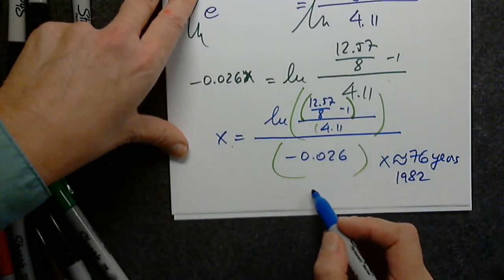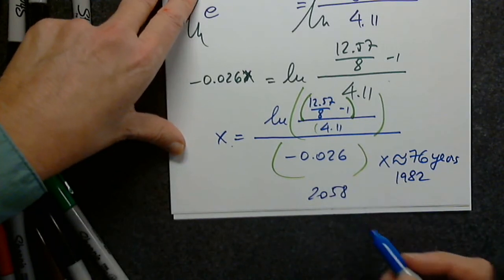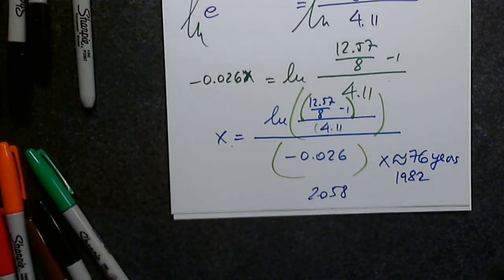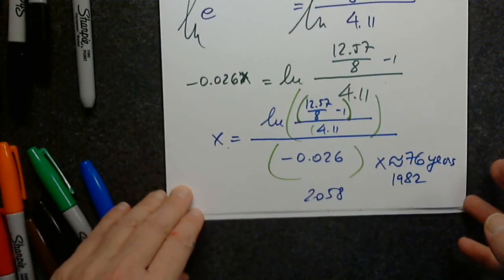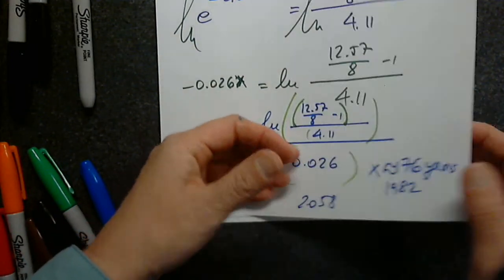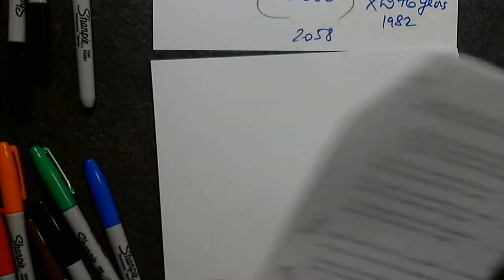What does that mean? 2058. In the year 2058, assuming the model still holds, we don't know. That's 38 years roughly from now, so we don't know. But assuming it is true, that's when the population is predicted, based on this model, to become 8 billion. Okay, moving on.